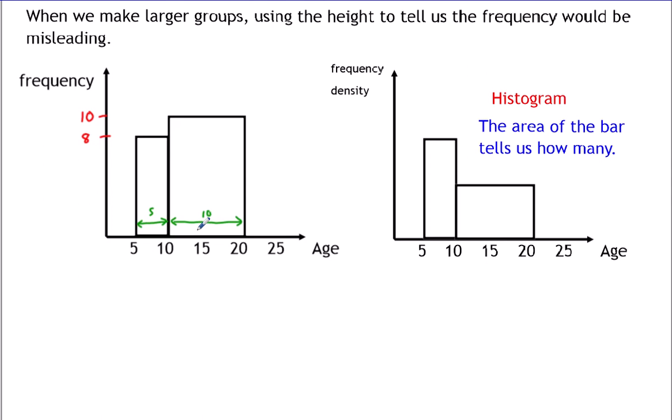So what happens now, look, that first bar has stayed the same, but the second bar's got a lot shorter, but it's got more area. So this time on my frequency density, the area of this one would be 8 and the area of this one would be 10. So why is it so short? Well, because it's very wide, it doesn't need to be very tall. Okay, but that's fairer because now we've got something called frequency density.